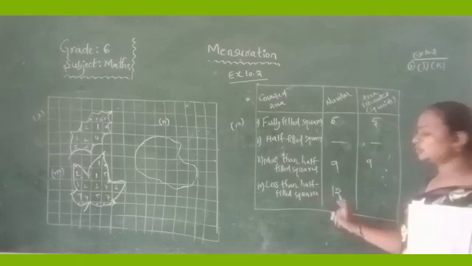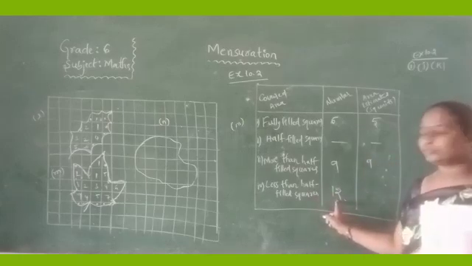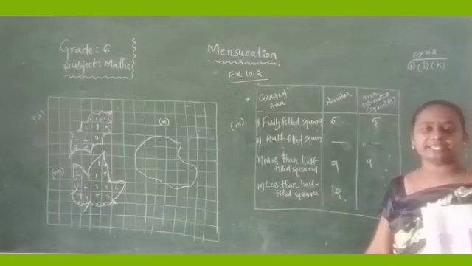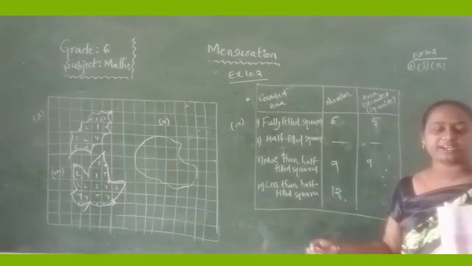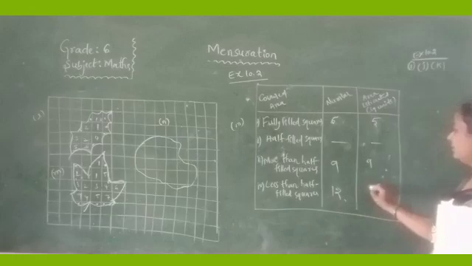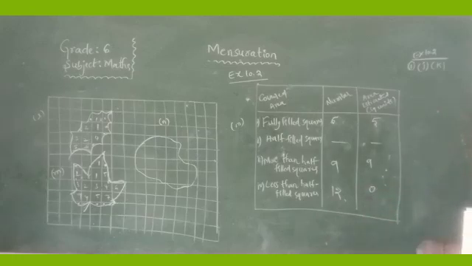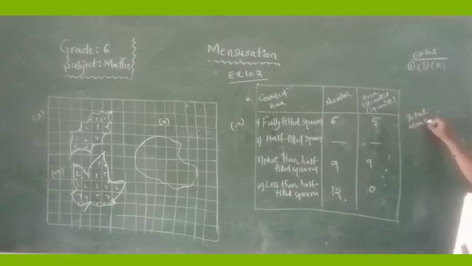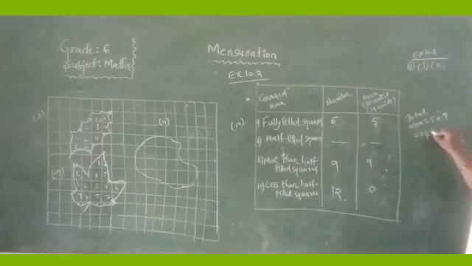Less than half, 12 squares are there. 12 less than half filled squares are there. So less than half means, can you count? No. Count 0. Now the total area is equal to 5 plus 9. That is 14 square units.